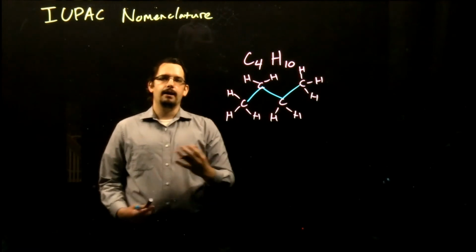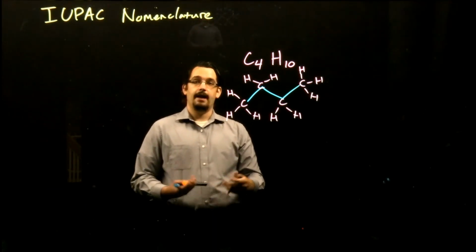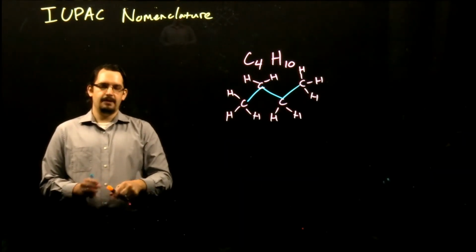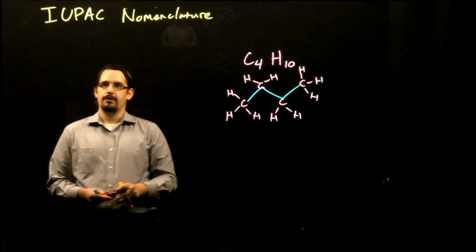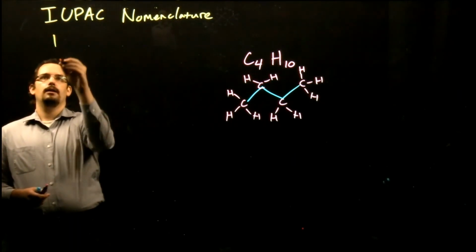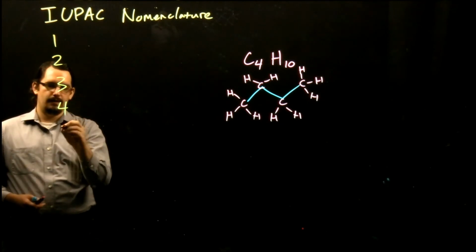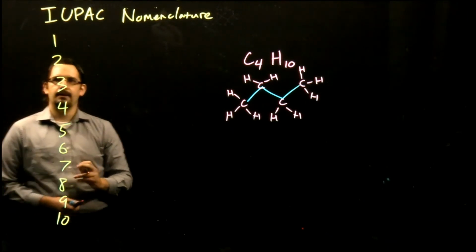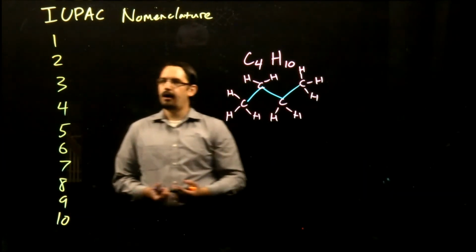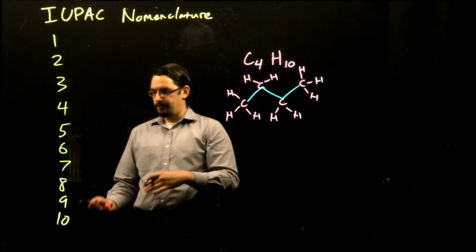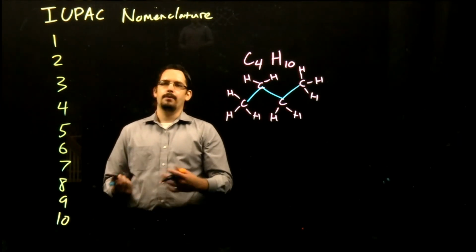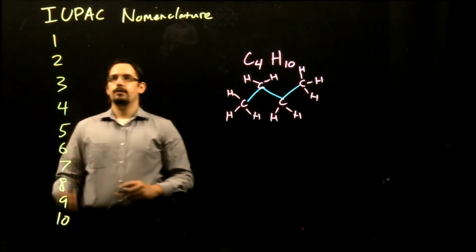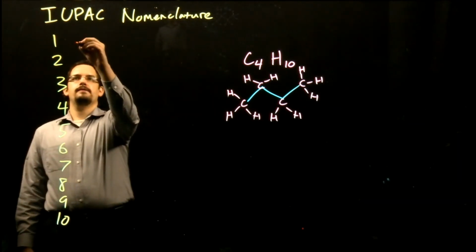So the first thing we need in our naming system is something that tells us how many carbons we have. For that, we're going to use a series of prefixes that tell us the number of carbons. So we'll have our numbers here based on the number of carbons. We'll commonly see 1 through 10 carbons. We do have prefixes for greater than 10 carbons, but we don't commonly see those in organic chemistry, so we won't worry about them. For each number of carbons, we'll have a separate prefix.